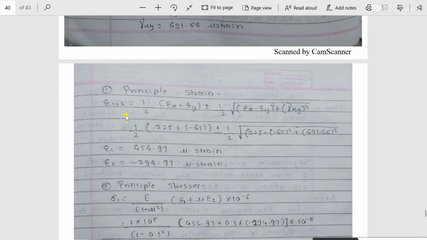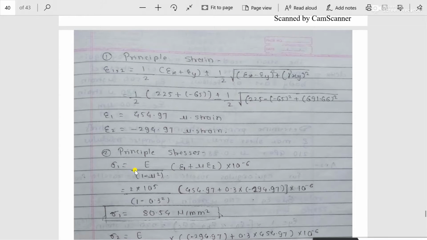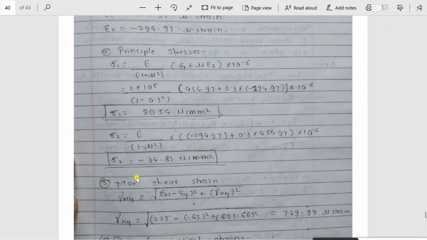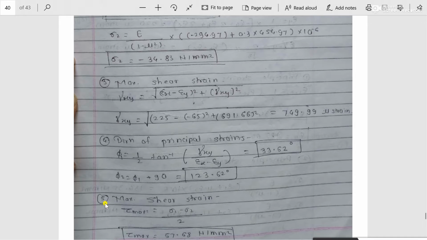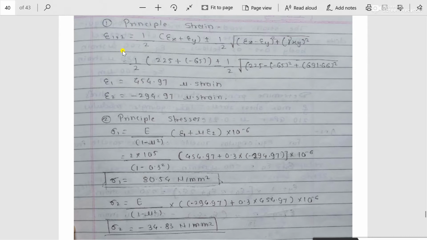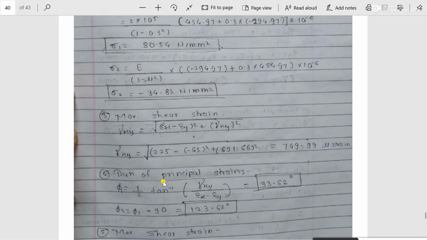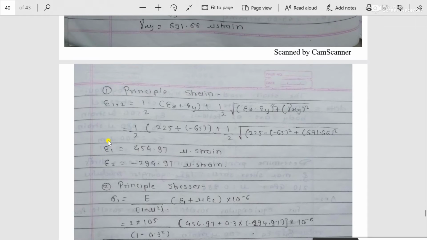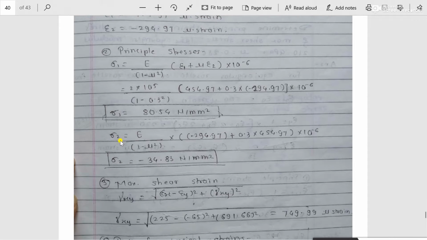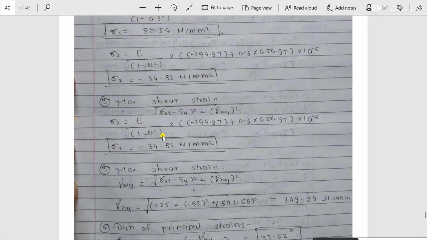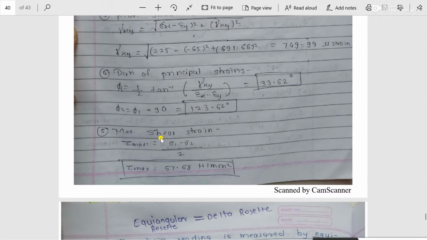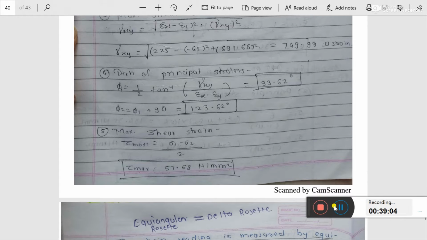three values I can calculate the unknown parameters, and the same five parameters you have to calculate in all the three types of Rosette. Sometimes they are interested to find out all the five parameters, sometimes only principal strain, principal stresses and their directions. Sometimes only three parameters, sometimes four parameters, sometimes all the five parameters. But as all the formulas are available with us, by using all the formulas and these unknown values I can calculate all these parameters from the given data. So this is about the second problem related to the strain gauge Rosette.